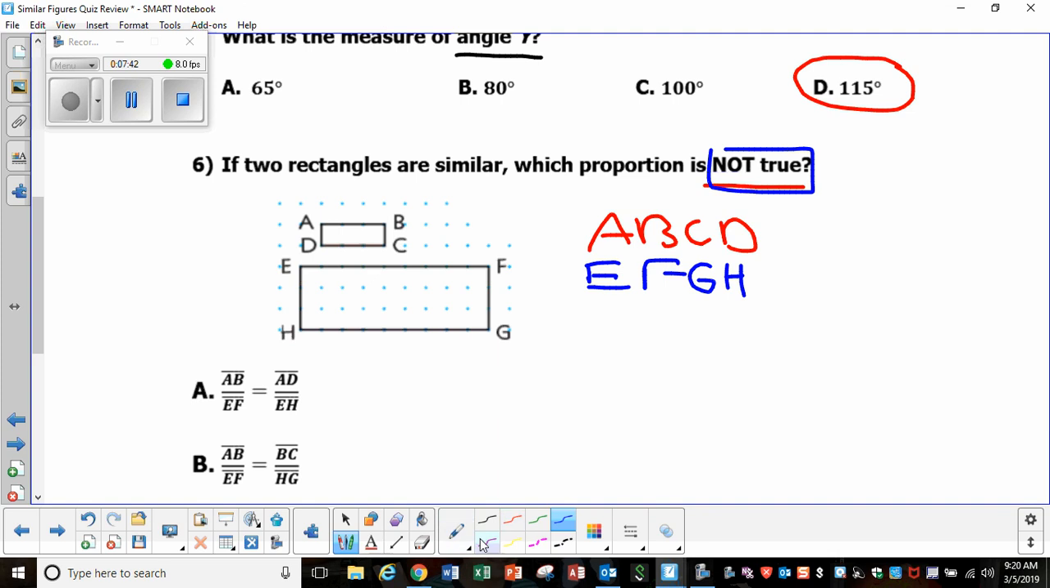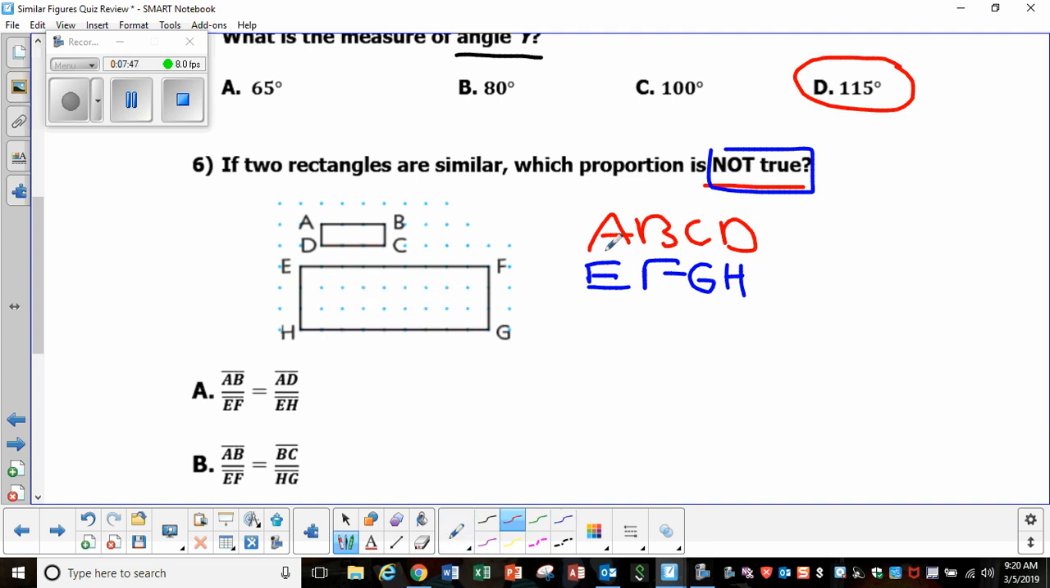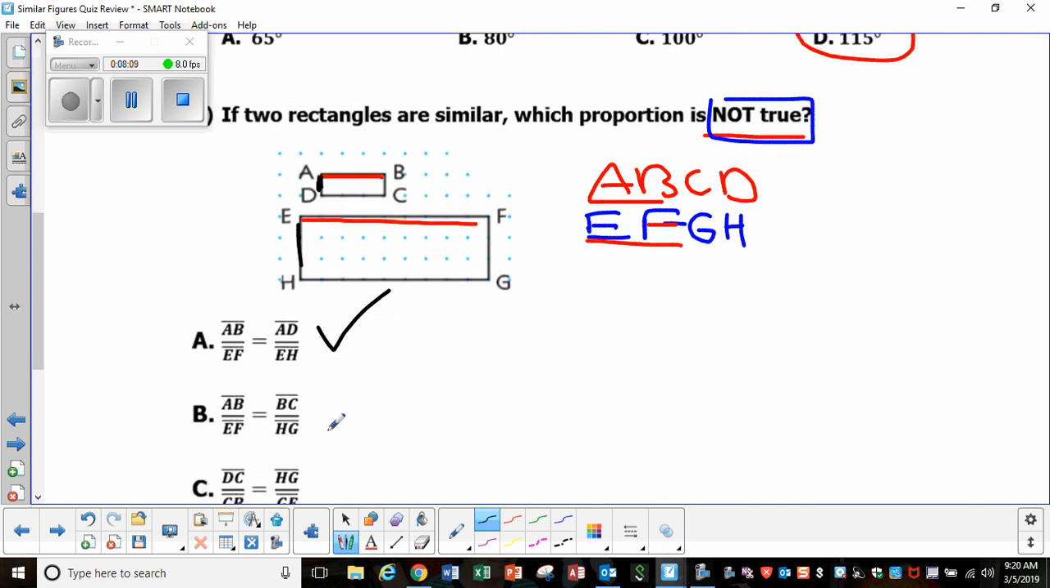Okay, so the first one says side AB, which is this guy, side AB up here, corresponds with EF, which would be the top here. So far that's true. And then side AD, which is this side right here, so first and last, is going to correspond with EH. So that is true. Question is saying which is not true.